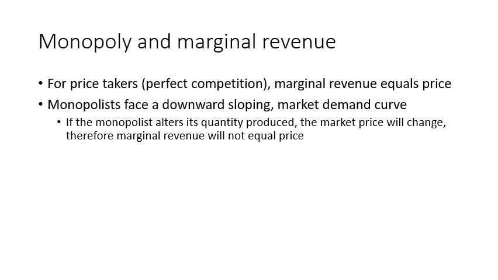Monopoly and marginal revenue. For price takers, perfect competition, marginal revenue equals price. We saw that on the graph several slides ago. Monopolists face a downward sloping market demand curve. If the monopolist alters its quantity produced, the market price will change. Therefore, marginal revenue will not equal price. That's what we said on the previous slide.